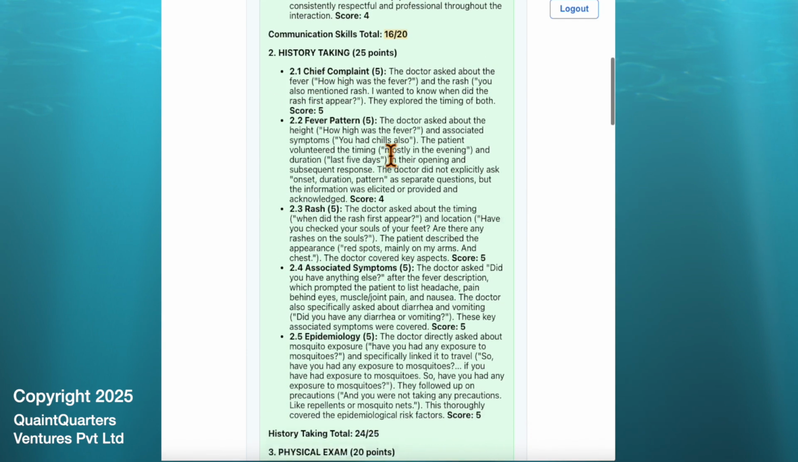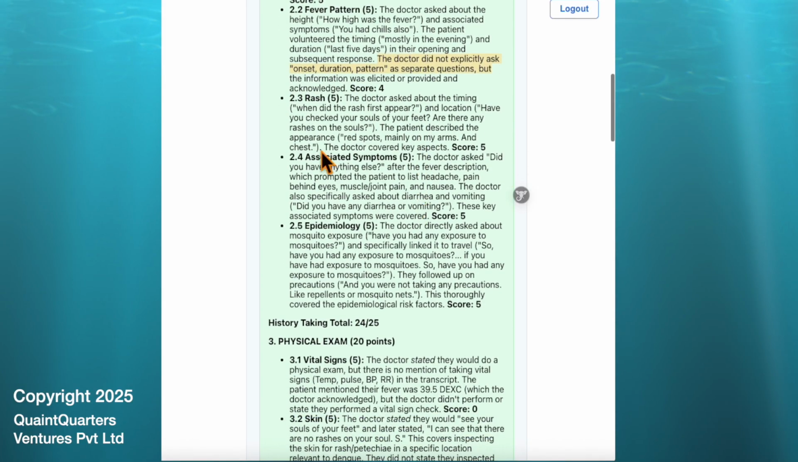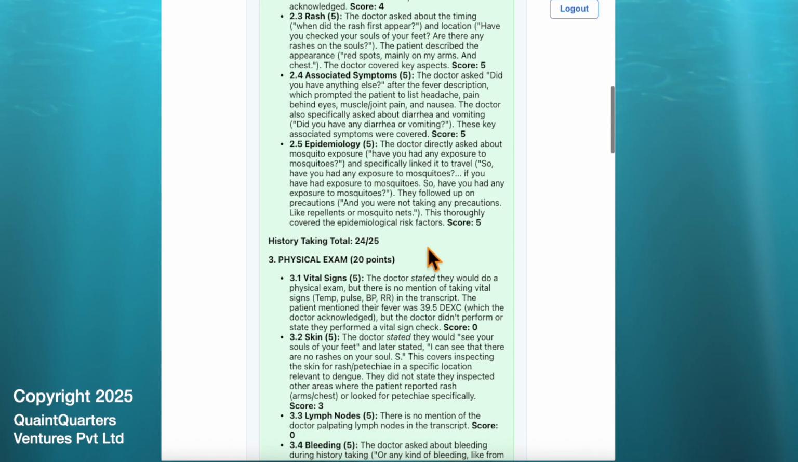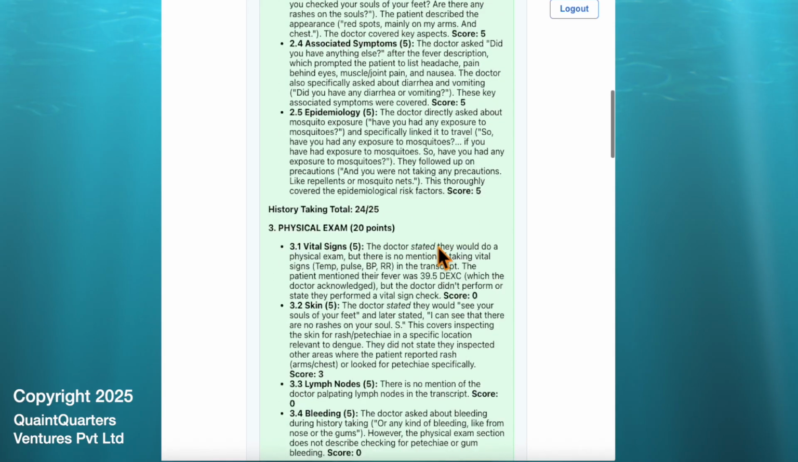For history taking, chief complaints, he has asked everything, 5 out of 5. Fever pattern got 4 out of 5 because the doctor did not explicitly ask about the onset, duration, and pattern. For rash, he's got all 5, associated symptoms, and epidemiology, he's got 5 out of 5. So the history taking score is 24 out of 25.